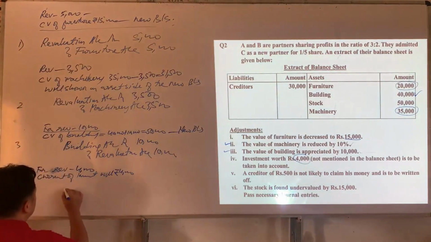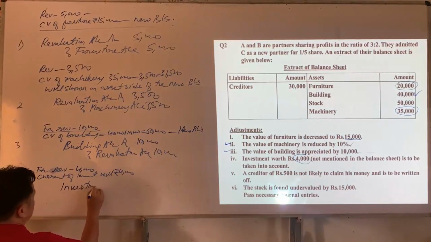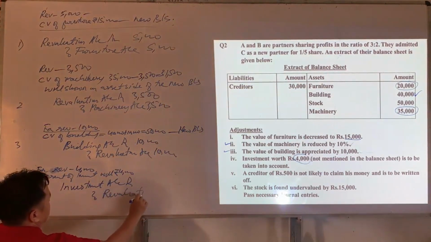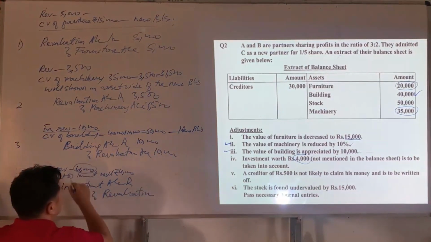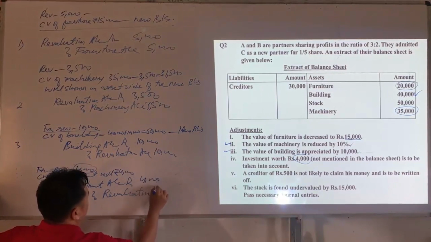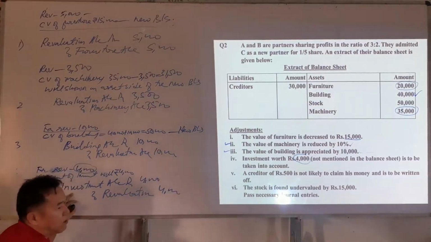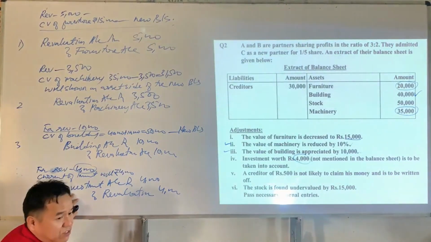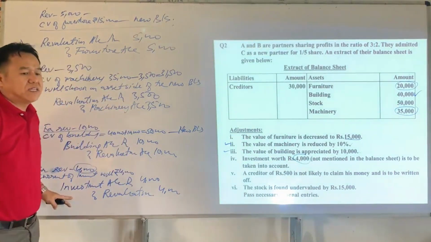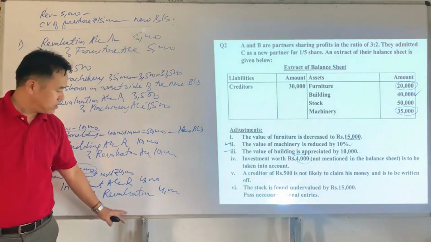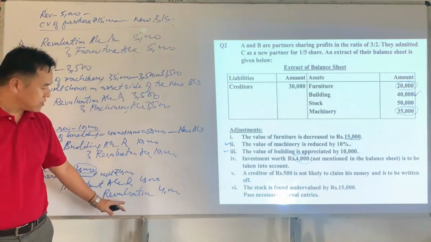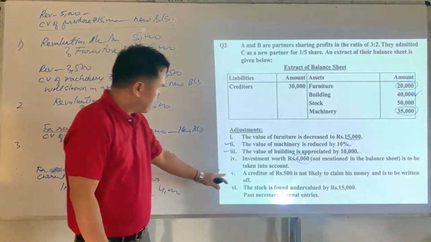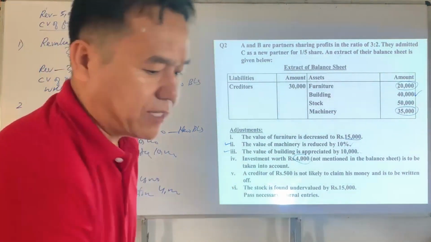So the journal entry is investment account DR to revaluation account. For the revaluation account, we have to take the difference amount. The amount is 4,000. So if we record the unrecorded investment, the investment will be increased. Since investment is an asset of the firm, if an asset increases, it should be debited, and the revaluation account should be credited because there is a profit on account of the increase in the value of the asset. Is that clear for you? Okay. Now we'll do the fifth adjustment.